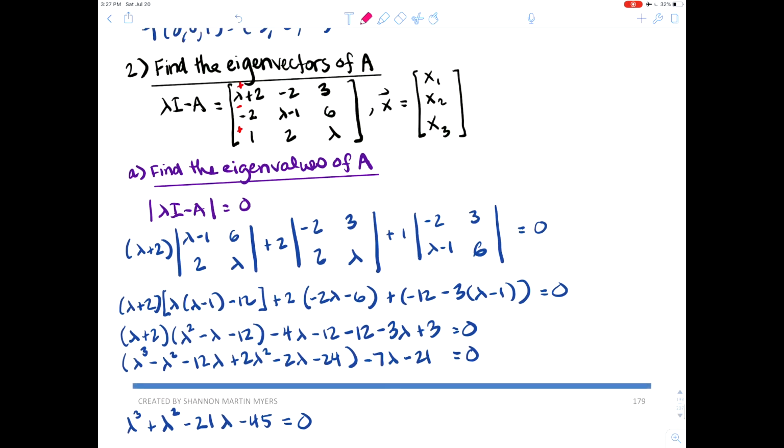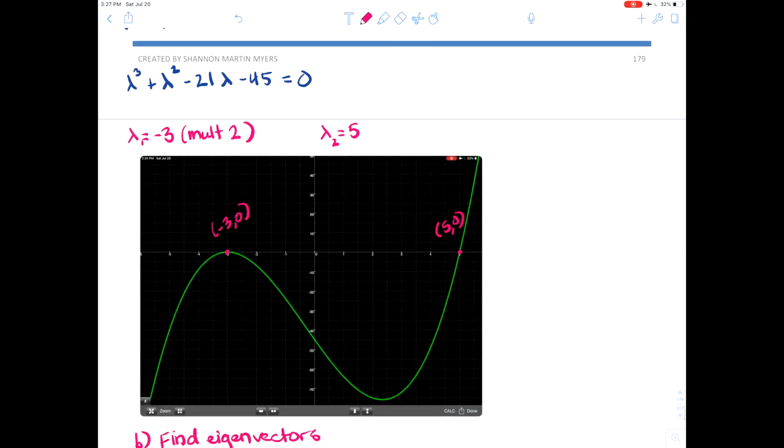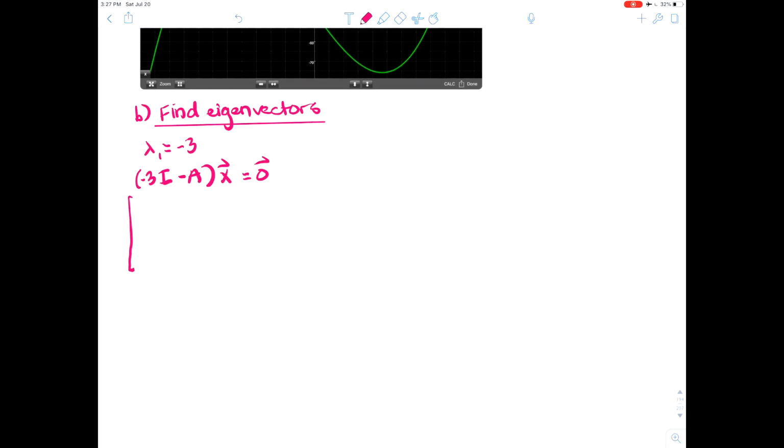So I'm coming back to this lambda I minus A to get the following matrix. And it follows that we'll have -1, -2, 3, -2, -4, 6, and 1, 2, and -3, multiplied to our x vector, which was x1, x2, x3, equals our 0 vector.